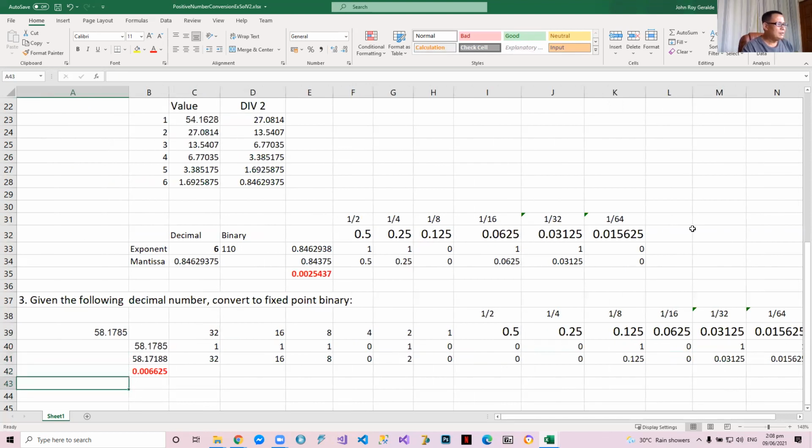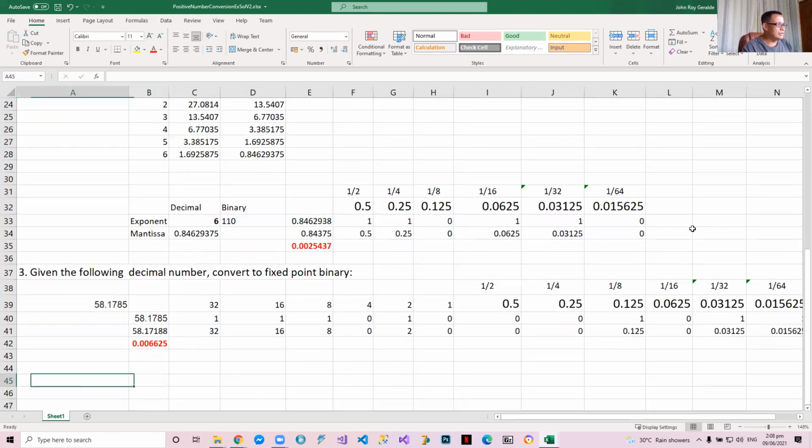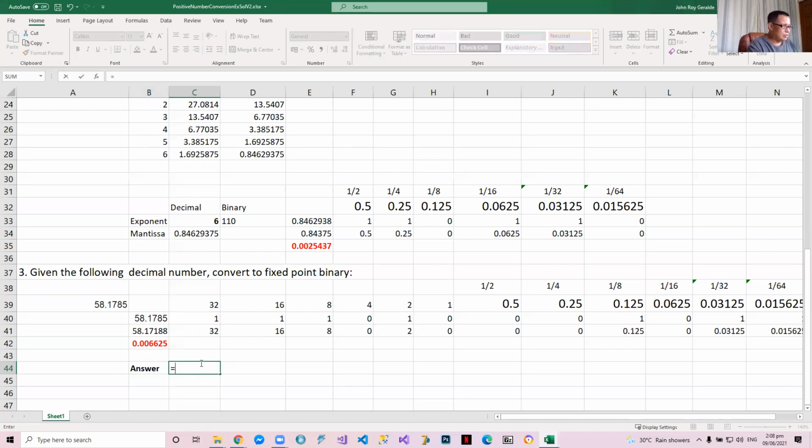Okay. So what's the answer to this? We'll just do a concat and put a binary place. Okay. Well, concat first here because we cannot have a decimal place. And then it will be our decimal binary place.